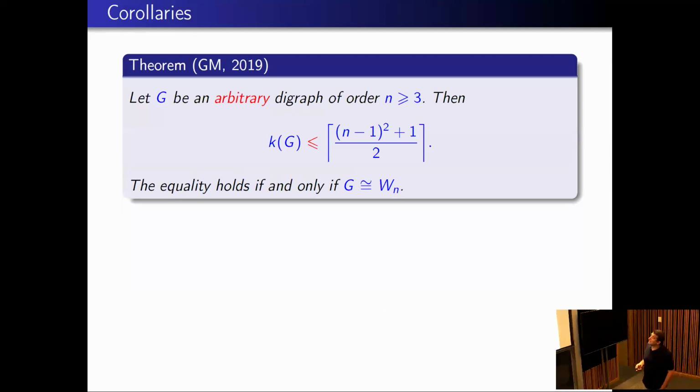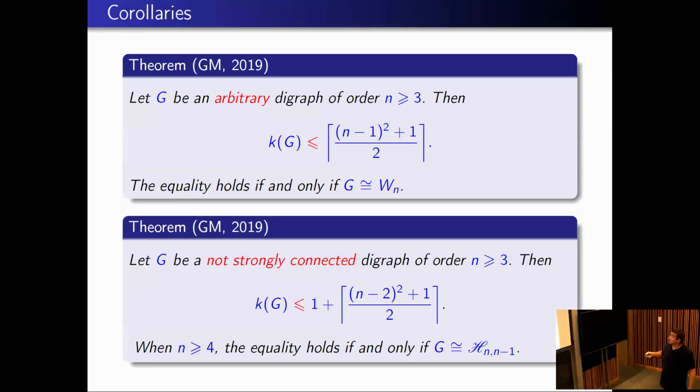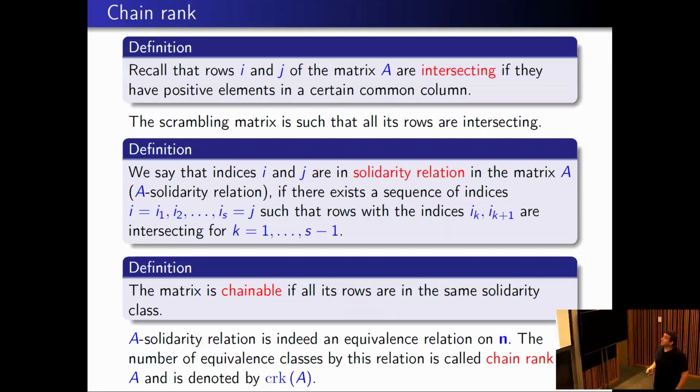And also this is a bound for the scrambling index. And for a not strongly connected graph, it could be even improved like this, if you know that your graph is not strongly connected. And again, this kind of graph will give you an extremal example. So this is another important invariant, both in matrices, as we have seen dealing with scrambling matrices.